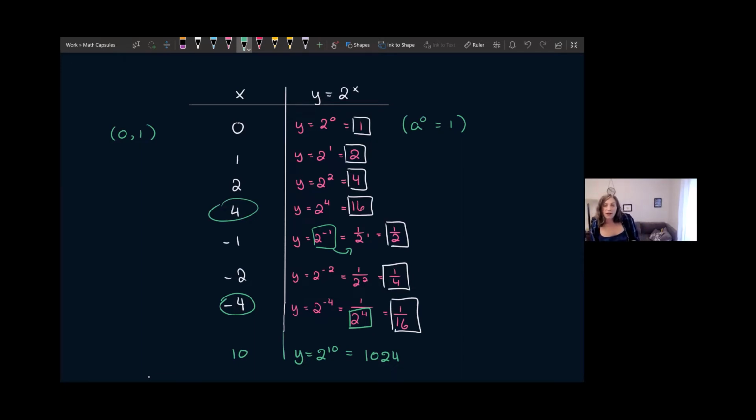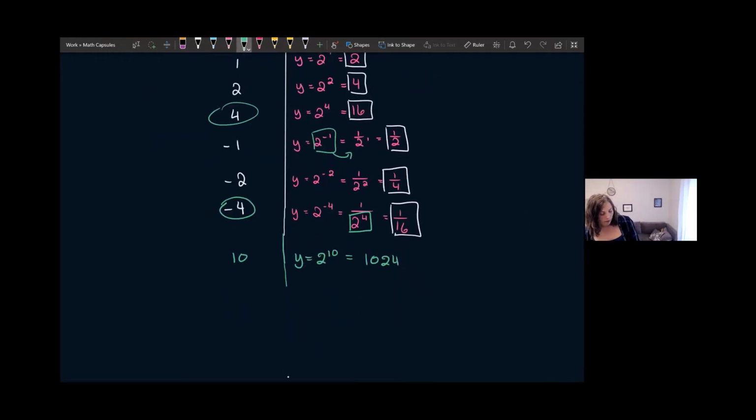Well, as my x values become bigger and bigger negative numbers, now I would have 1 over larger and larger and larger numbers. So what happens when I have 1 over a very, very large positive number? If it helps, you can think of the example. If we do x equals -10, we would have y equals 2 to the power of -10, which would be 1 over 2 to the power of +10. So that would be 1 over 1024.